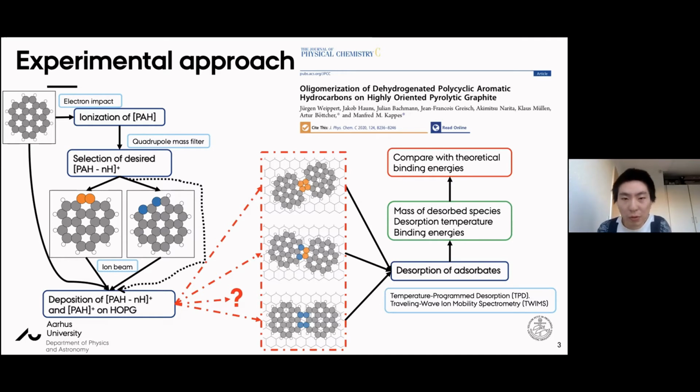The problem is that it can possibly form many possible products. And what we can know from experiments is just the binding energies and the desorption temperatures of the possible products. So this is why we need theory to propose some possible structures and then compare the theoretical binding energies with the experiments.